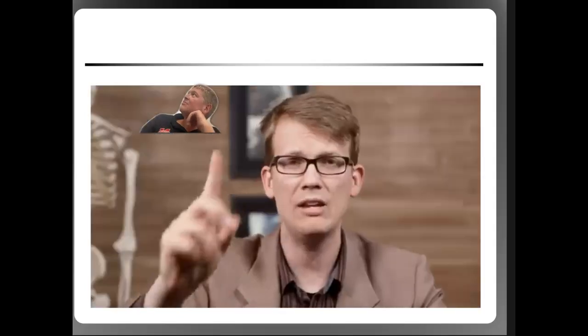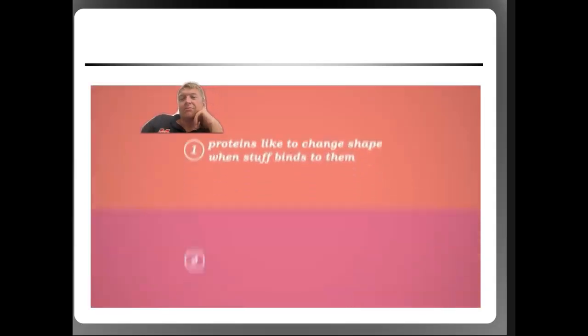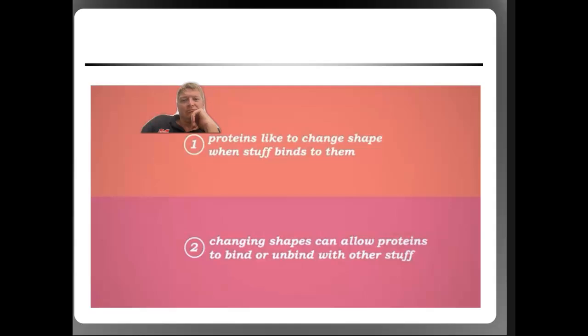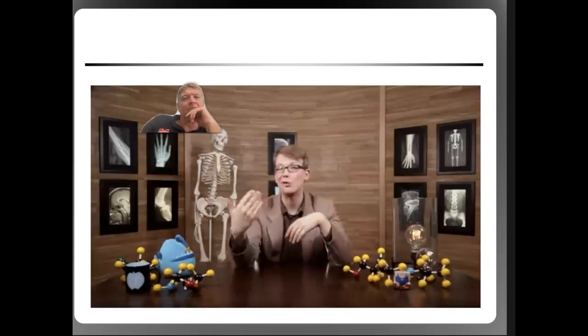But if you want to get into the nitty-gritty, the down and dirty of how you actually move, well, there are rules. Really just two main rules, and they have to do with proteins. And they're both true for a lot of the proteins we talk about, whether they're enzymes or ion channels or receptors or muscle proteins. And these rules are: 1, proteins like to change shape when stuff binds to them, and 2, changing shapes can allow proteins to bind or unbind with other stuff. So keep those rules in mind while we see how a muscle fiber contracts and relaxes.